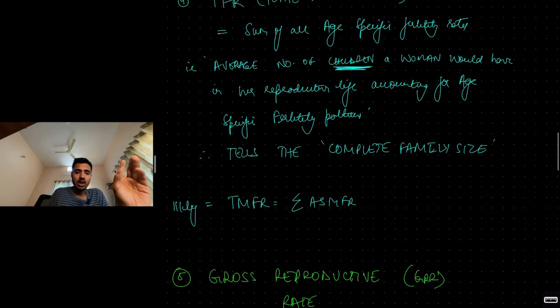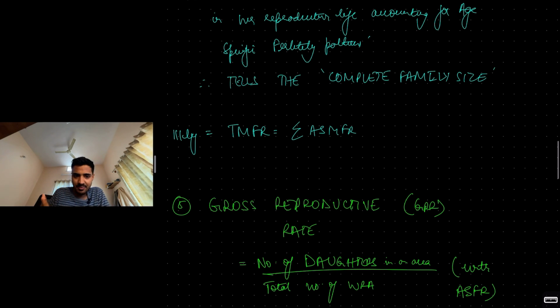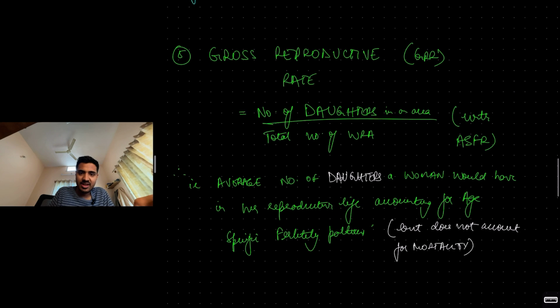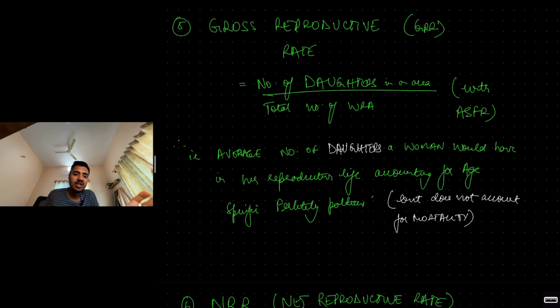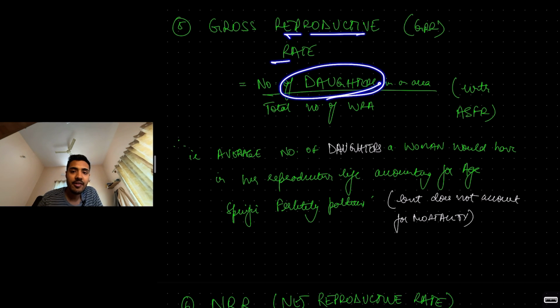Now, all the fertility rates are done. Now coming to reproductive rates. Till now we only took children; the numerator was the number of children. Now we are taking the number of daughters. Reproductive rate means only the number of daughters.